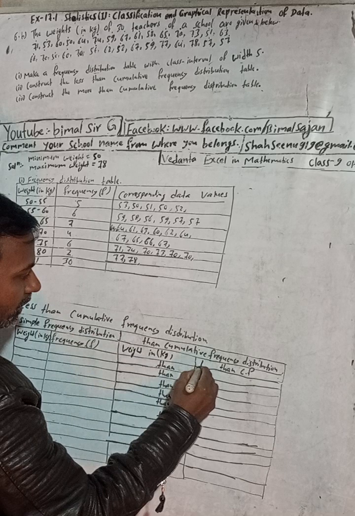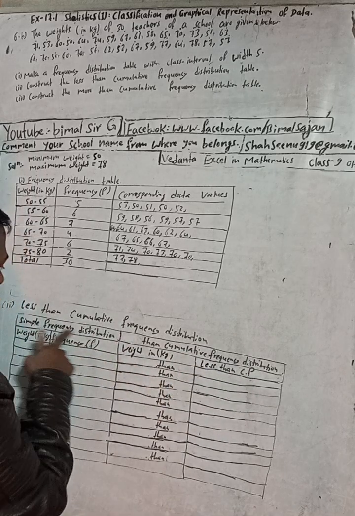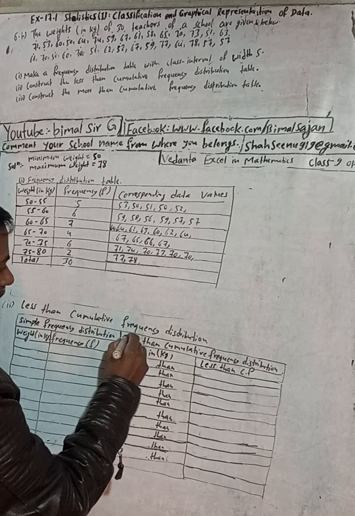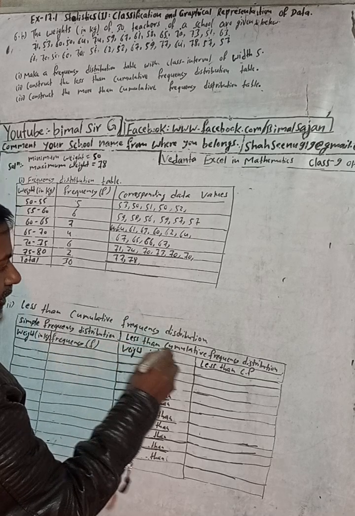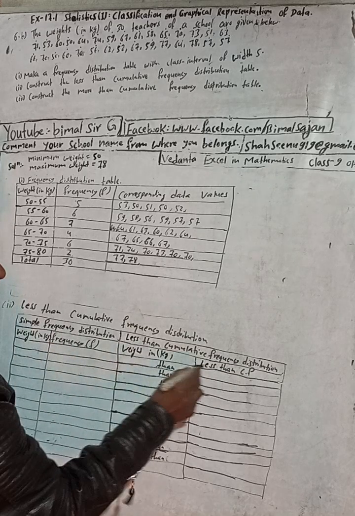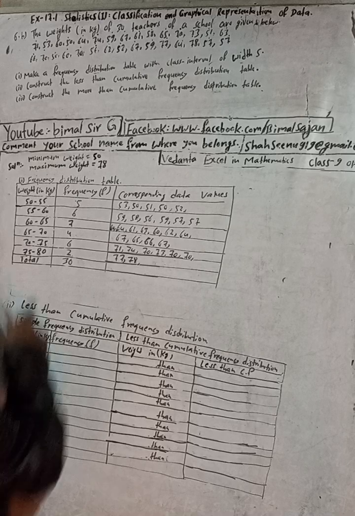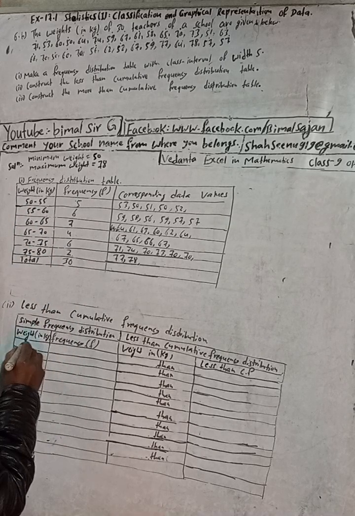So right here, less than cumulative frequency, and here simple frequency distribution. This is the less than cumulative frequency distribution, with weight in kg, frequency, weight in kg, and then less than CF. Now here, write all of this: 50 to 55.